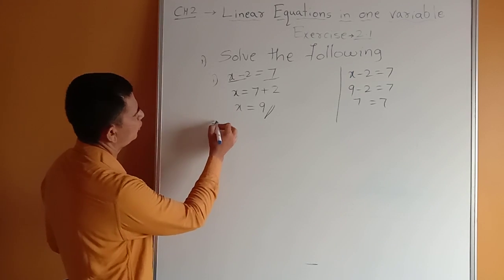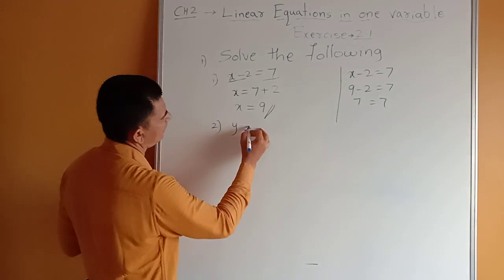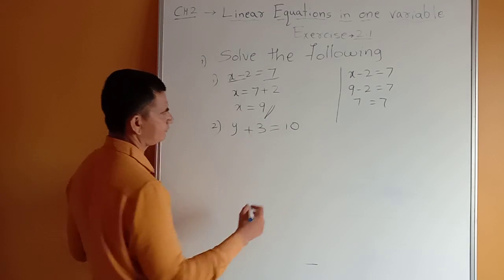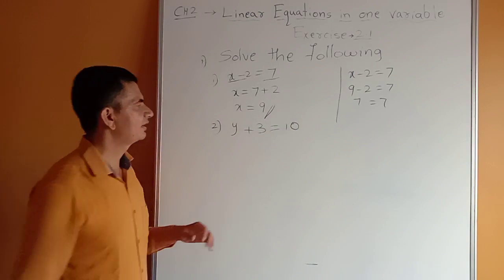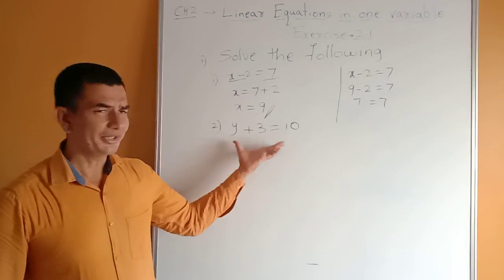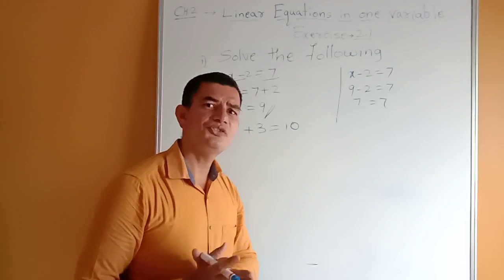take question number 2. Question number 2 is y plus 3 is equal to 10. So this is also the same, very simple. One thing we have to remember here is what the signs are and how they change.